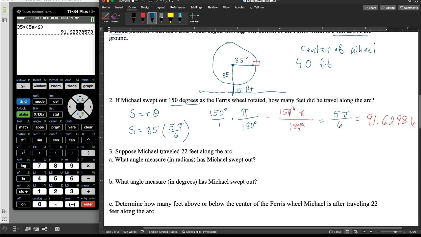Okay, what angle measure? So traveled 22 feet. So we know the arc length. Again, we're going to use this basic formula. But we've gone 22 feet. We know the radius is 35 feet. And we multiply that by the radians. And so what we're going to do is divide both sides by 35. So 22 divided by 35, that's what's going to be our theta. The 35 on this side we cancel out. And so we go ahead and do that.